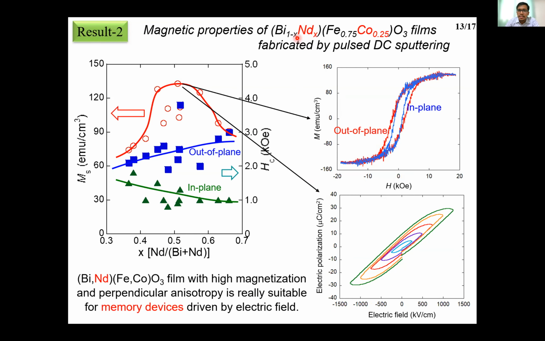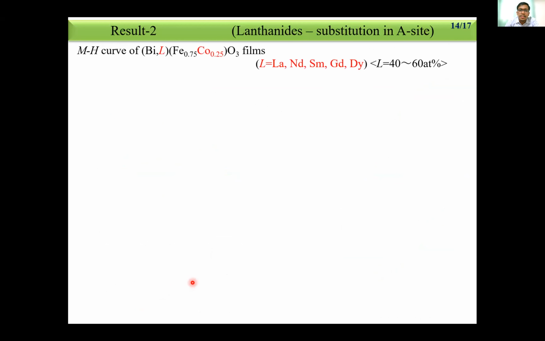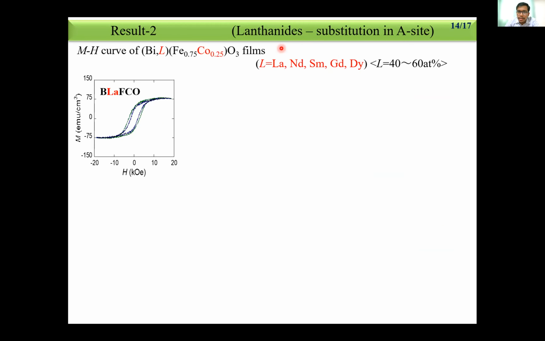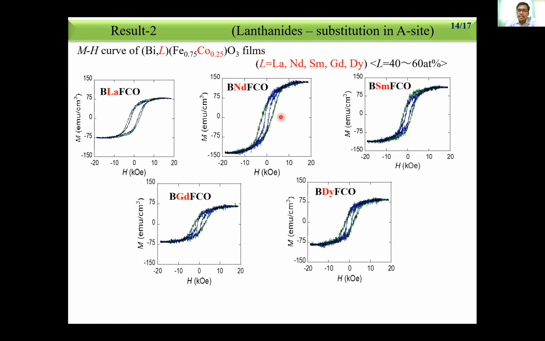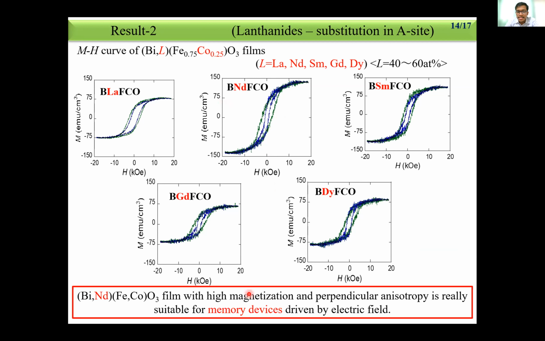So this is the graph which shows the neodymium substitution. You can see the neodymium substituted bismuth ferrite is showing a remarkably high magnetic property. In the second result, as I said already, I substitute different lanthanoids, at a composition of around 40 to 60. You can see that among all the lanthanoids, when I substitute neodymium, it gives high magnetic property or high saturation magnetization, and of course perpendicular anisotropy. That means for my memory device, till now the neodymium substituted bismuth ferrite is essential or effective.